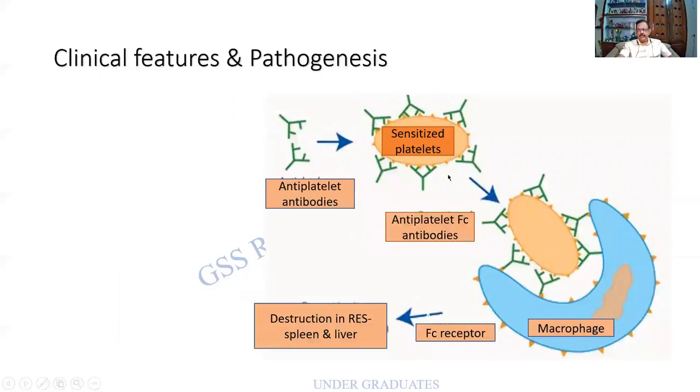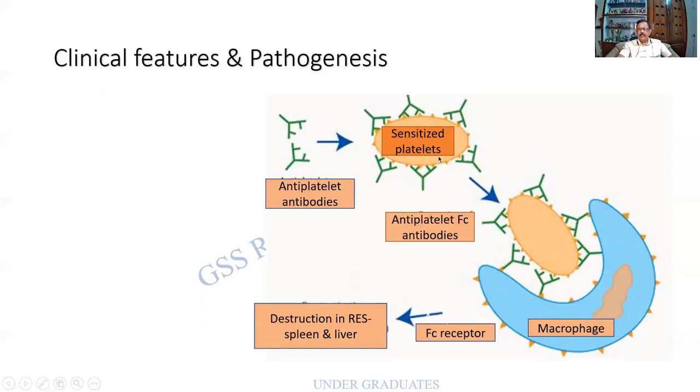And what is the pathogenesis? This is what I had said. So there are the antibodies which are being produced against the platelets, and the antibodies get attached to the platelets. So we call them sensitized platelets. So the platelet itself acts as an antigen. These are the antibodies. So this is an antigen antibody complex. Antibodies are immunoglobulins which are produced against the platelets. There is a complex of the antibodies and the platelet, an antigen antibody complex.